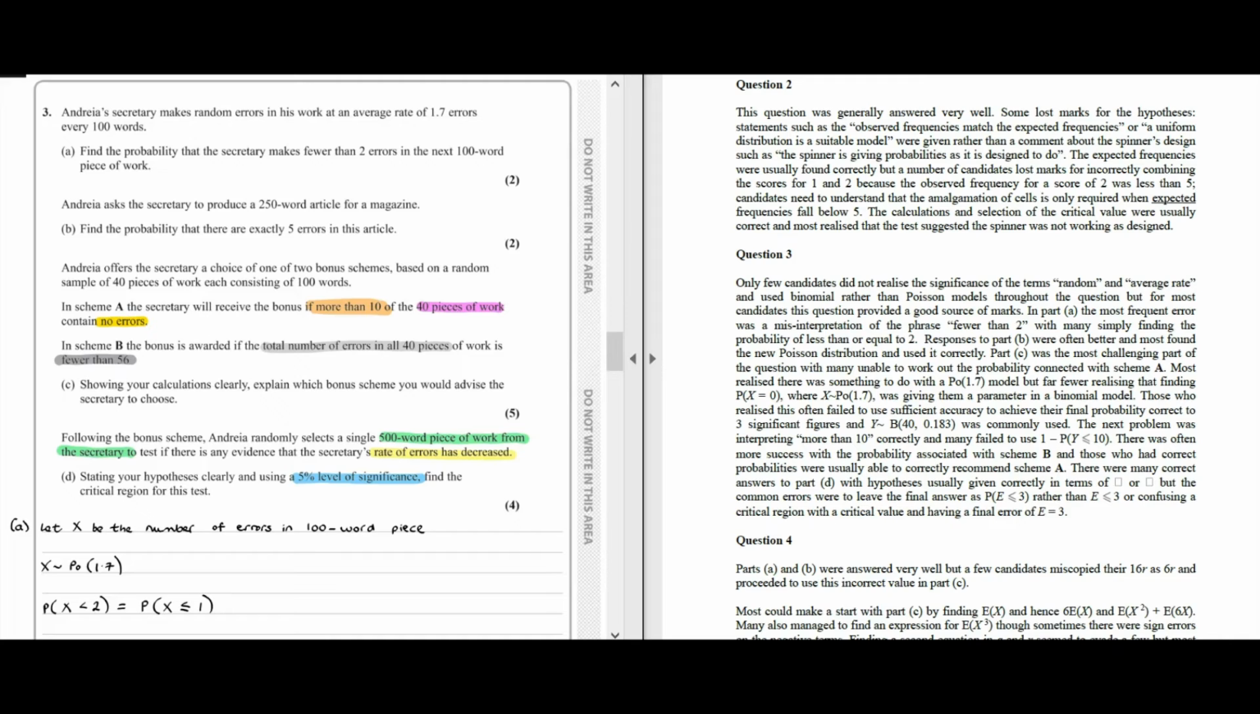Question 3. Only a few candidates did not realise the significance of the terms random and average rate and used binomial rather than Poisson models throughout the question, but for most candidates this question provided a good source of marks. In part A, the most frequent error was the misinterpretation of the phrase fewer than 2, with many simplifying it to the probability of less than or equal to 2. So fewer than 2 does not mean less than or equal to 2. So that's talking about this over here.